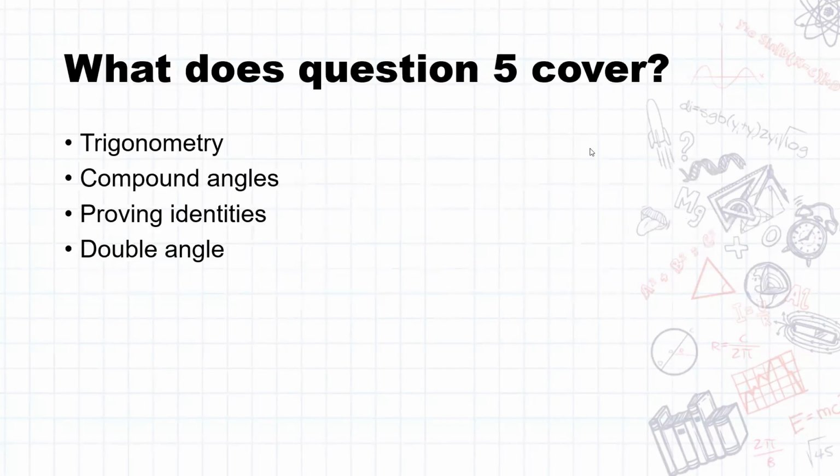So what does question 5 cover? Well, question 5 is all trigonometry questions. This comes with the expectation that you know how to do your trigonometry ratios with the right angle triangle. We talk about compound and identity angles. We talk about double angles. And so you need to know all of this theory.